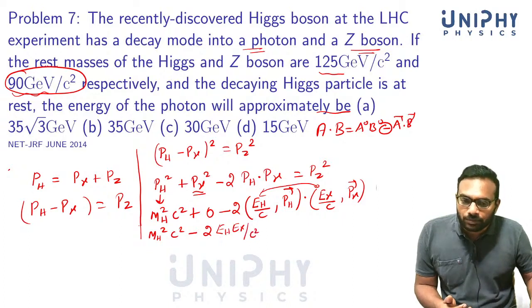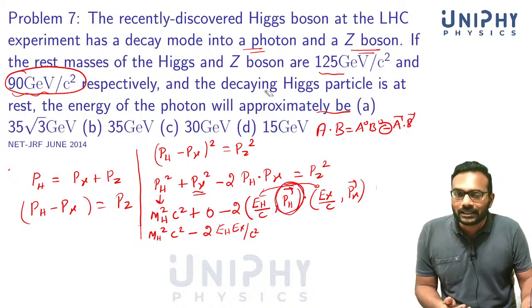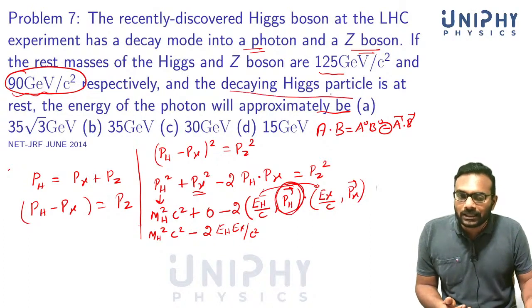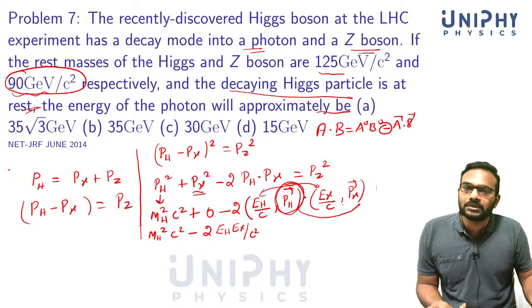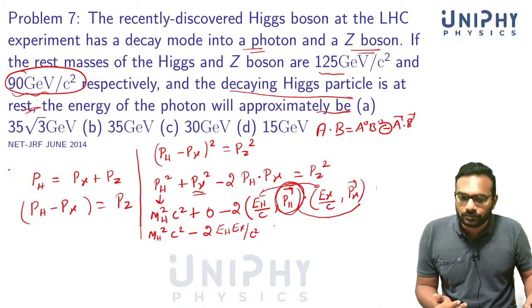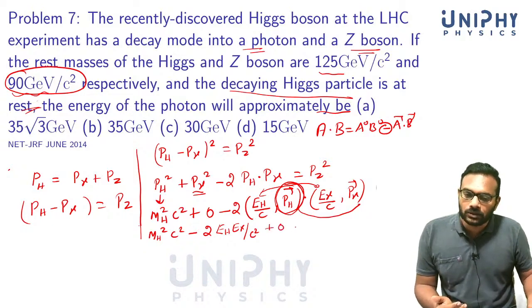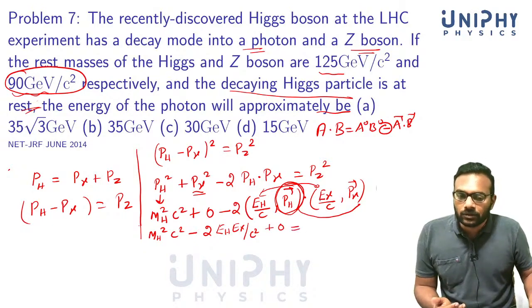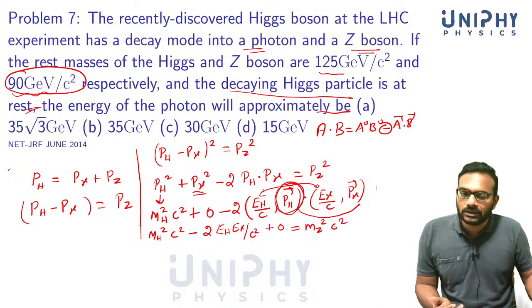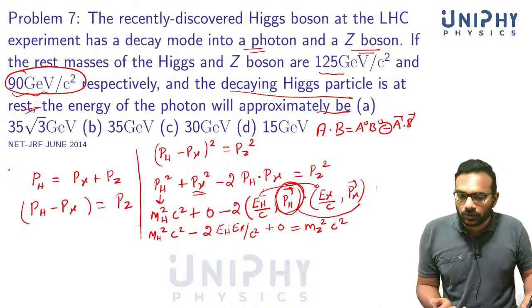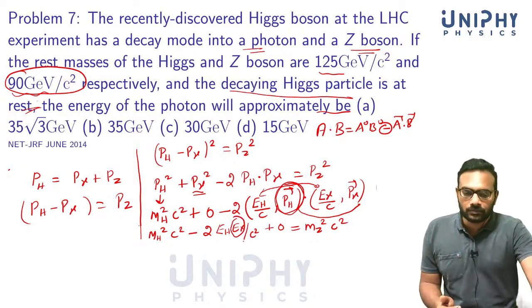And what's pH? In our frame, the 3 momentum of the Higgs boson is 0 because the Higgs boson is at rest. The decaying Higgs particle is at rest. So when you multiply these two, this becomes 0. So we have eliminated p gamma. Plus 0 is equal to what's pz square? That's simply mz square c square. That's it. We have done it. We just solve for E gamma now. That's what we need to find.